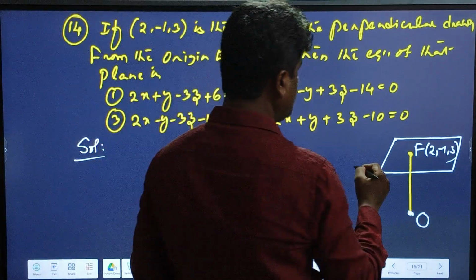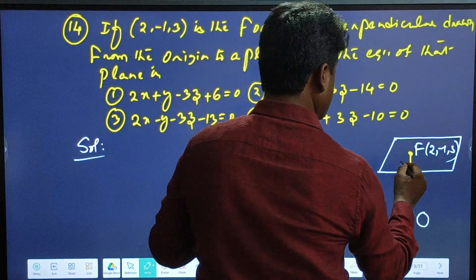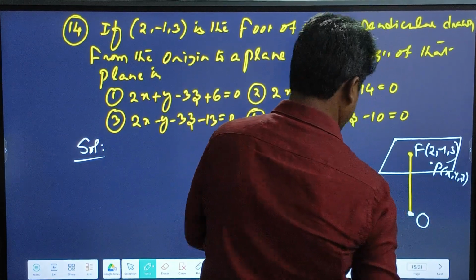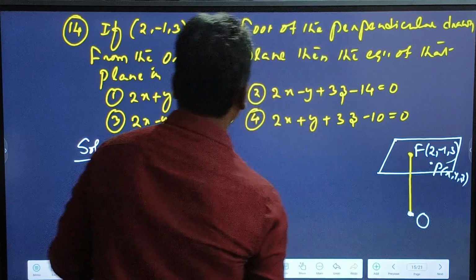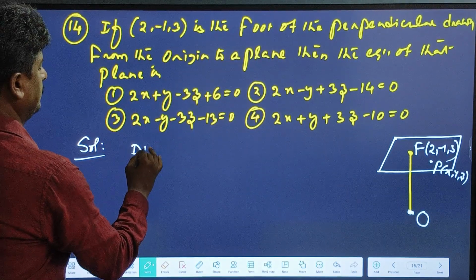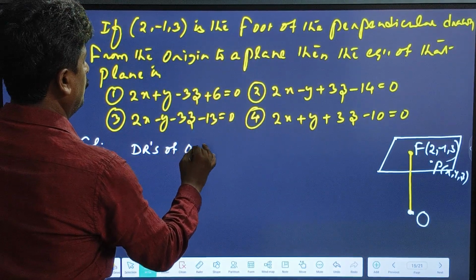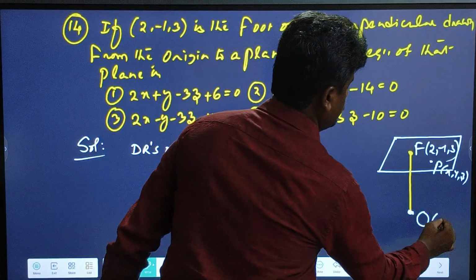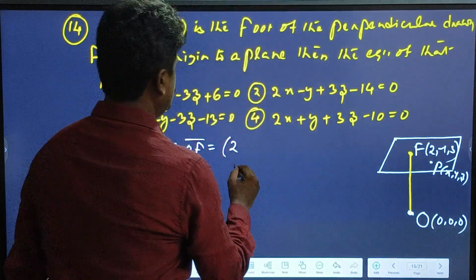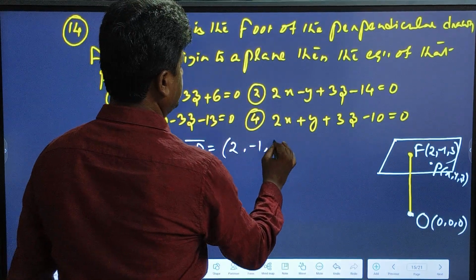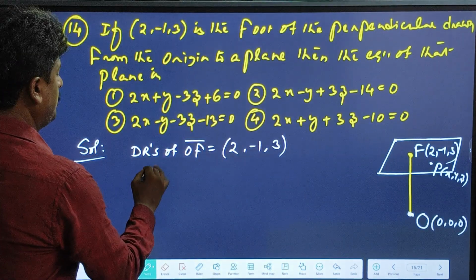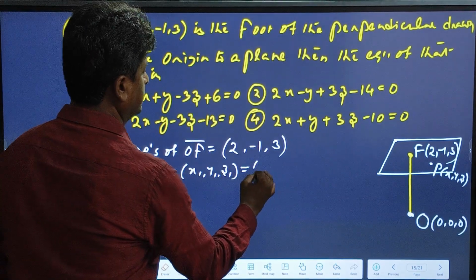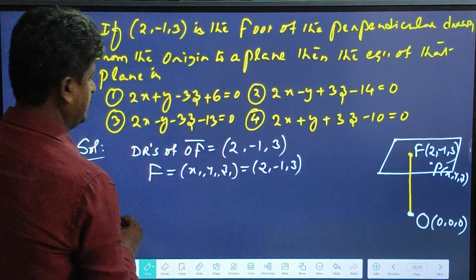That's why consider P(x, y, z), or else we need to calculate the DRs of OF bar. DRs of OF bar: O is (0, 0, 0), so 2 minus 0, minus 1 minus 0, 3 minus 0. Point F is (x1, y1, z1), that is (2, minus 1, 3).